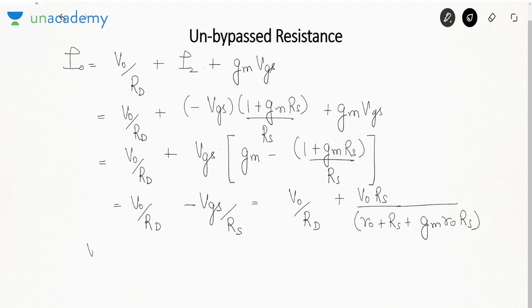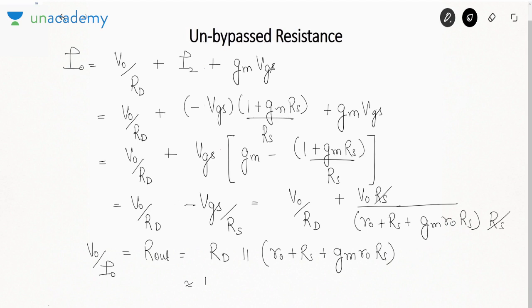which means V0 by I0, that is Rout, is RD parallel with, and here one RS will be there, RD parallel with R0 plus RS plus gm R0 RS, which is approximately RD. Okay, so this expression is very complicated. When we are finding the output resistance, we have just found the output resistance as the parallel combination of RD and R naught plus RS plus gm R naught RS.